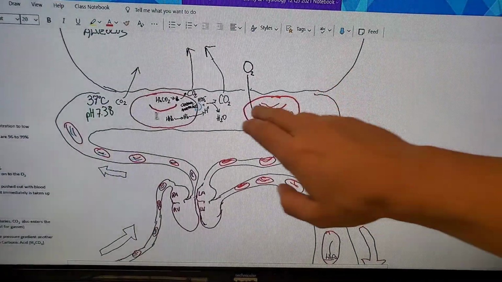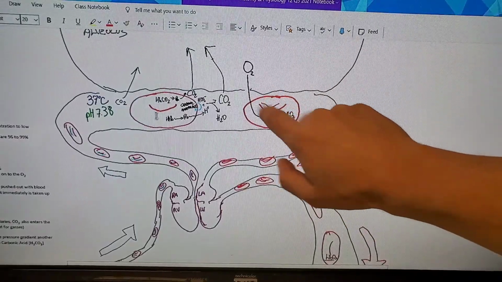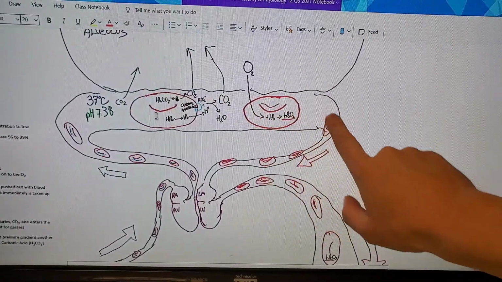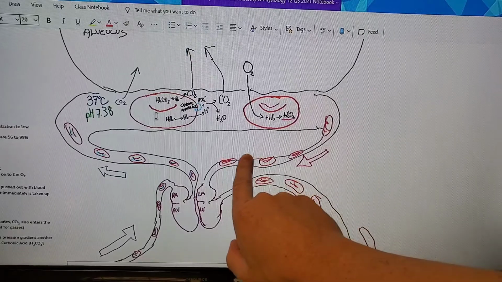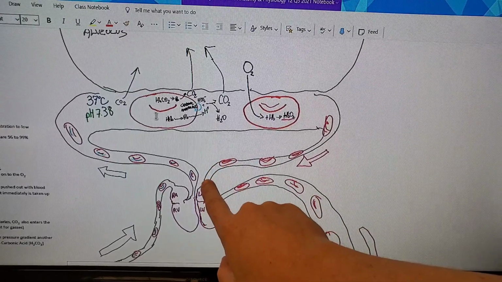So oxygen is carried through the blood primarily, almost 100%, on hemoglobin. I would say maybe a tiny little bit will be dissolved in the blood, but it's a tiny, trace amount. So then it travels through the pulmonary circuit.